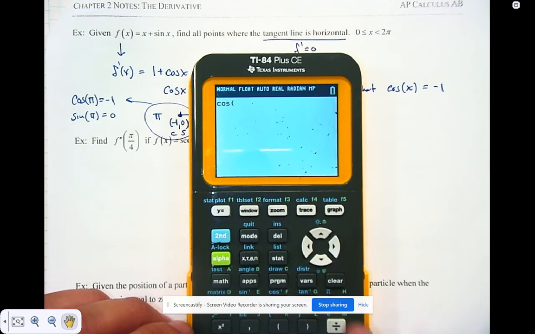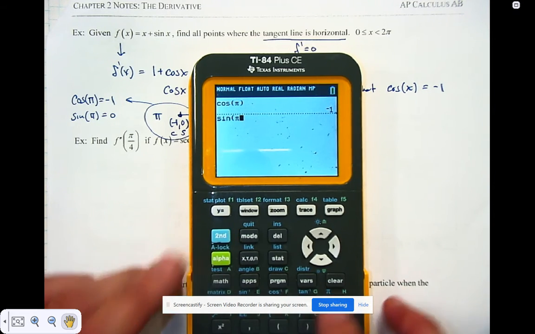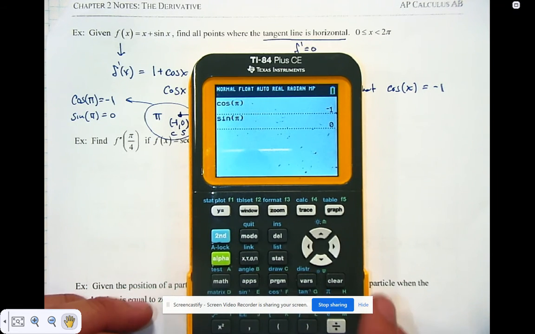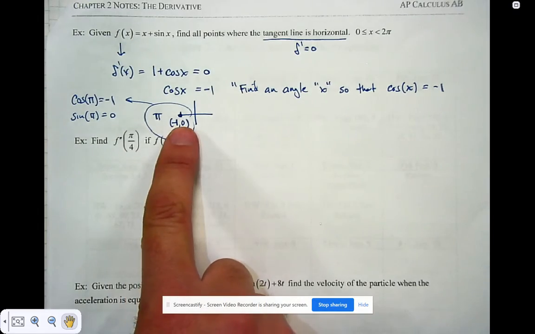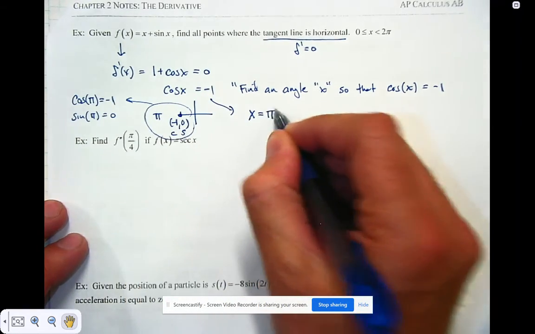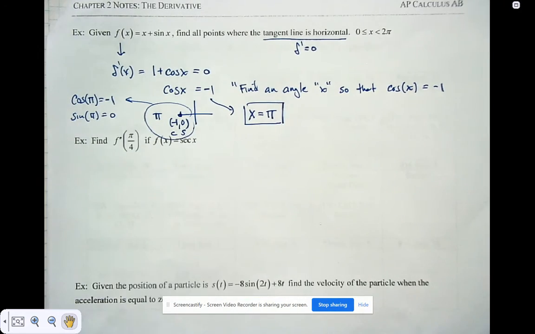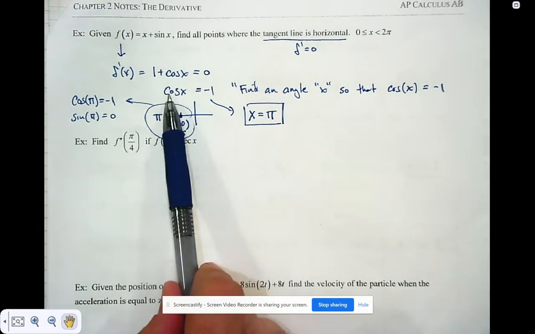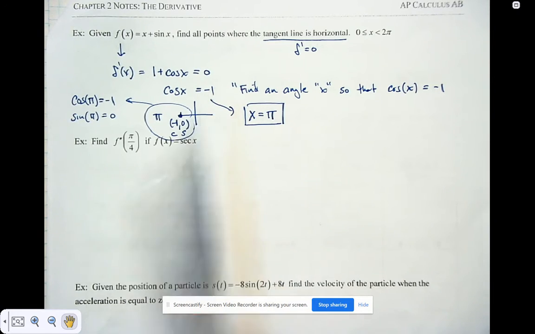You could do cosine pi if you're worried about it. It will tell you it's -1. If you do sine of pi, it will tell you it's 0. Okay, so the unit circle gives us those values, and now we know that x must be equal to pi because cosine of pi is equal to -1.